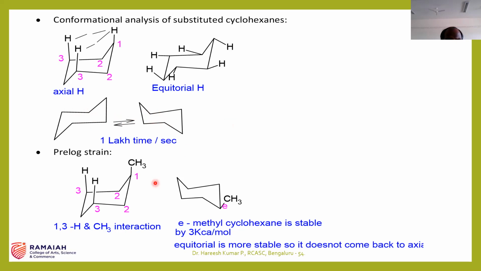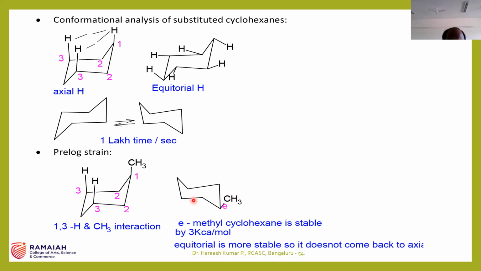Okay, and let's take here. This is called prelog strain. So what you can observe, at the first position there is a methyl group. So you know that at the third position there is an axial hydrogen. Here also axial hydrogen. Because of 1,3 hydrogen and methyl hydrogen interaction, this axial methyl group is unstable compared to the equatorial one.